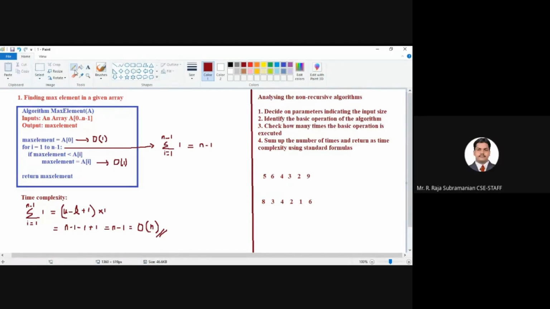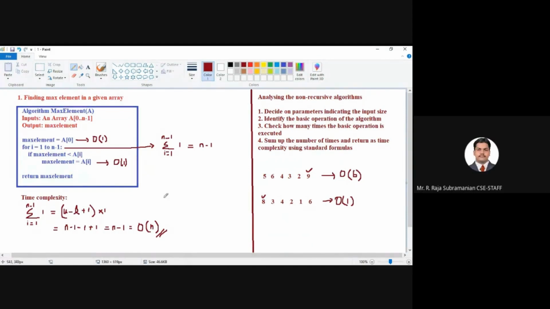So in the worst case, I'll get big O of 6 to find the maximum element 9, and for this one, I'll get big O of 1 for finding the maximum element, sorry, 8. So this is the maximum element here, and this is the maximum element here, right? So far so good.